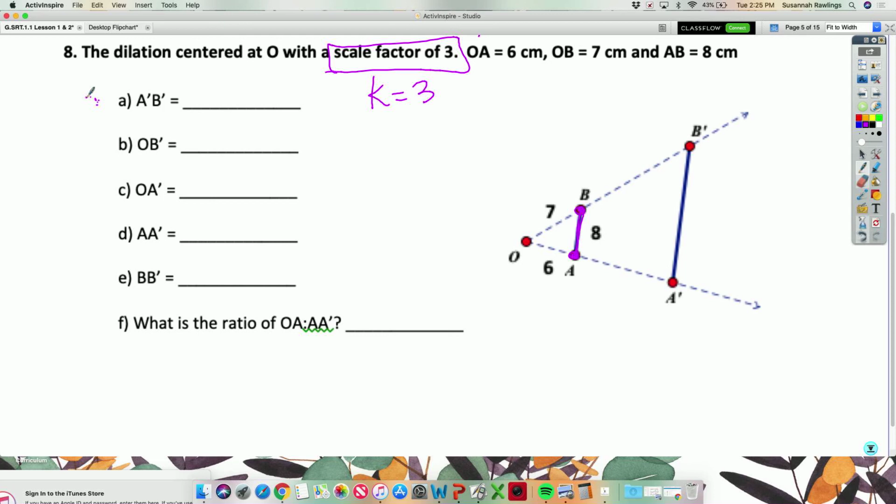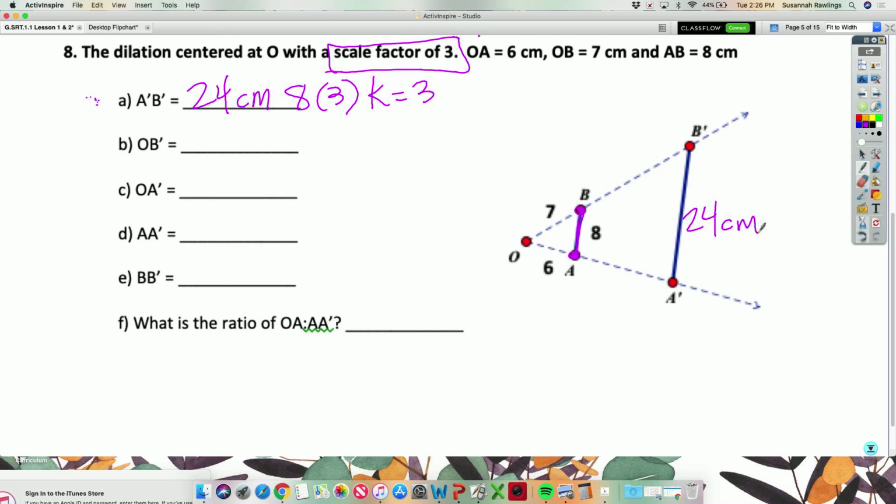So if I know my scale factor is 3, all we have to do is take my original length and multiply it by my scale factor. So 8 times 3 would be 24. So now you're getting to see how easy dilations can be. You just multiply everything by that scale factor. So I'm going to write that over here. That's 24 centimeters. So we have scaled it up, or tripled in size.